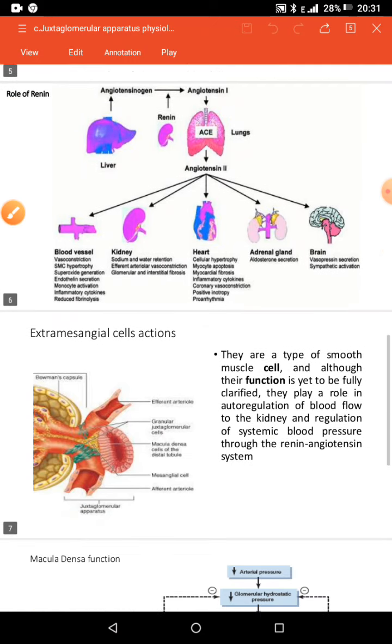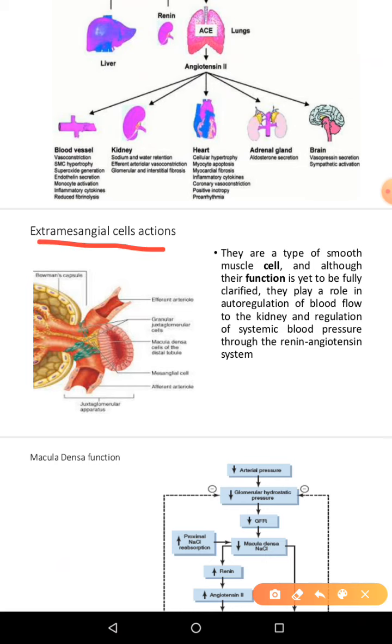And then we said the extraglomerular mesangial cells are a type of smooth muscle cells, and although their function is yet to be fully clarified, they play a role in autoregulation of blood flow to the kidneys. We are going to describe this concept later on. We know that about 1,200 mils of blood per minute flows to the kidneys, so there are situations whereby this can reduce or increase. So the kidney can autoregulate. It can regulate the amount of blood flowing to it. We're going to look at this mechanism later on.